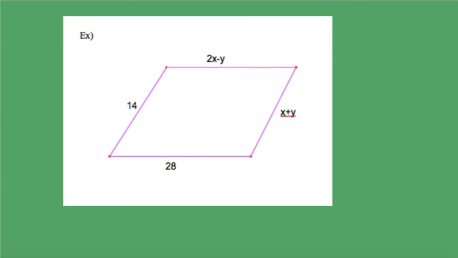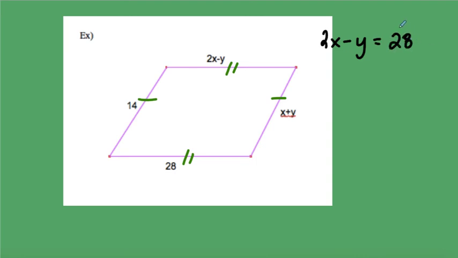All right, one more. Find the values of x and y that would make this a parallelogram. Well, I look at it and I see sides. If I can find the values of x and y that would make opposite sides congruent, then it would be a parallelogram. All right, so I'm going to write equations making them congruent. So 2x minus y equals 28.